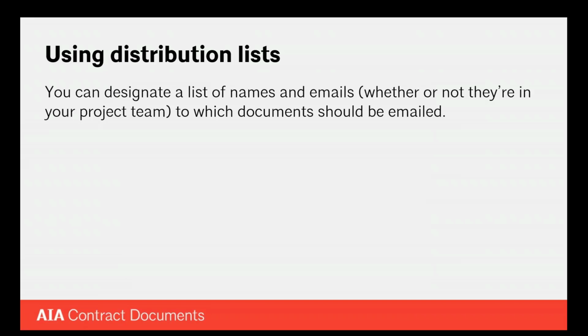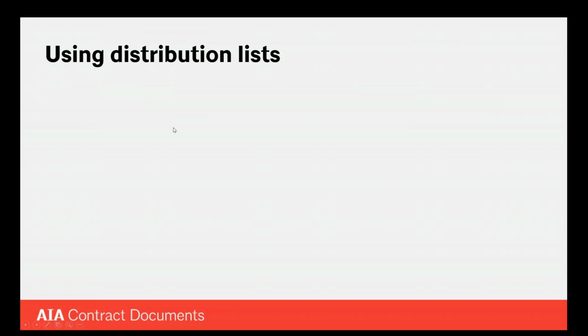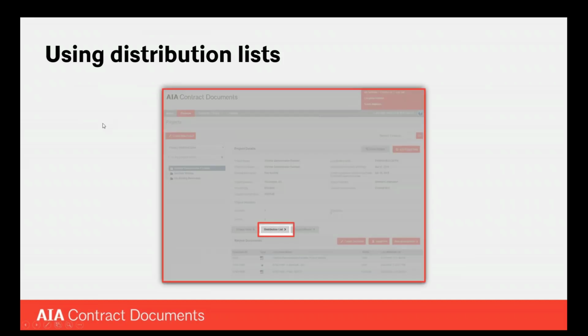The next helpful tip is using distribution lists. Distribution lists can be helpful when you're using the online service to email documents around, or if you're working in the online editor and using the share for review feature. We'll see how to do this in a live demonstration in just a second, but you can designate a list of names and emails, whether or not they're in your project team, to show up when you go to email a document around. That's the distribution list option in the Projects tab.